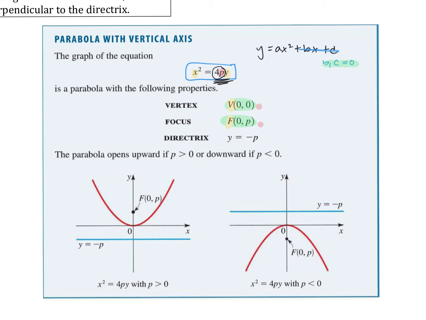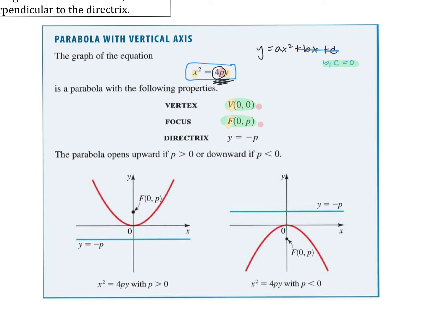The directrix is going to be y equals the opposite of p. So whatever p is, you're going to take the opposite. If it's a 3, you'll take the opposite, so it'll be negative 3. If it's a negative 3, you'll take the opposite, so it will become a positive 3.